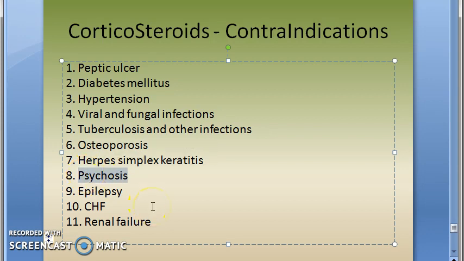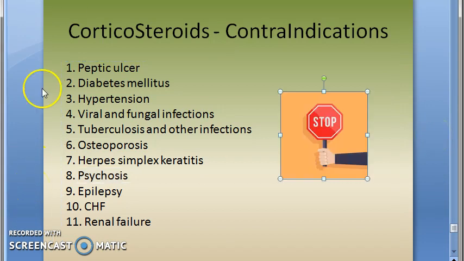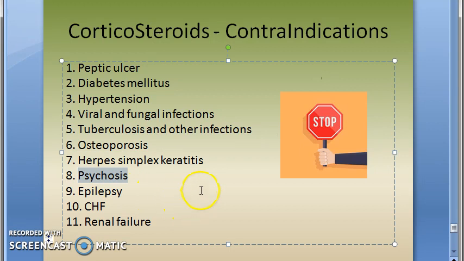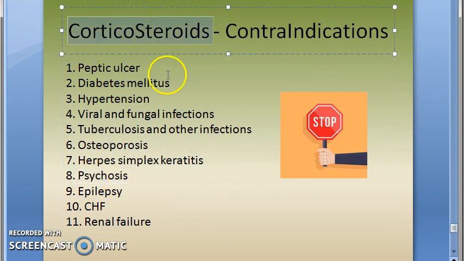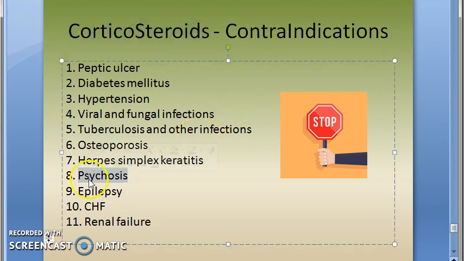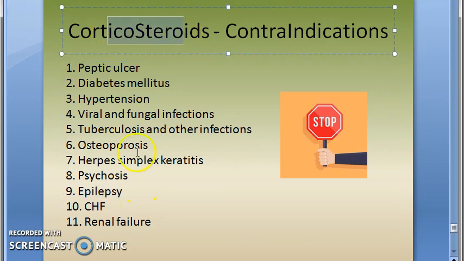Psychosis: psychiatric disorders can be caused. You saw that there can be euphoria, hence you should not give it. Are you awake? So, we are covering psychosis. Obviously, corticosteroids will cause mild euphoria and sleep can decrease. So, if there is psychosis, you cannot give corticosteroids.